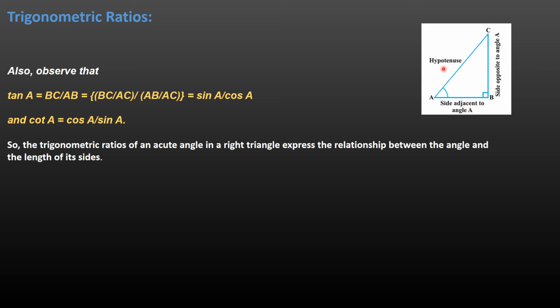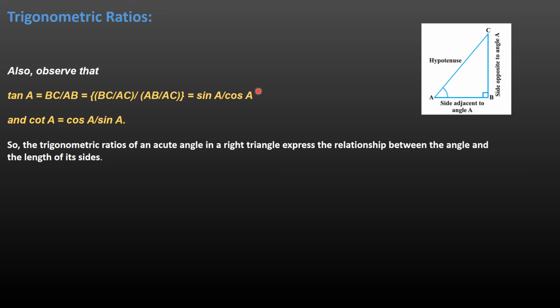So from the previous slide, you might be remembering that opposite by hypotenuse is nothing but your sine theta, and then adjacent by hypotenuse is nothing but your cos theta. So tangent theta can also be written as sine theta by cos theta, or tangent A can also be written as sine A upon cos A. So this is very important. You need to keep this in mind, that tan A is nothing but sine A upon cos A.